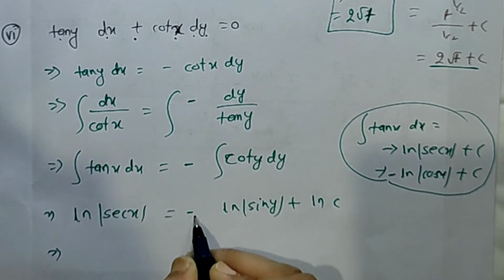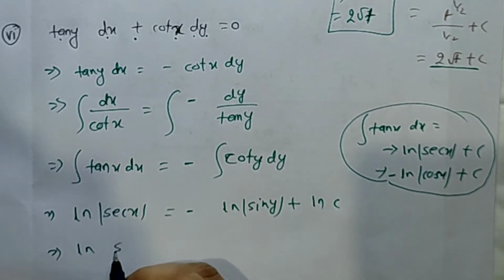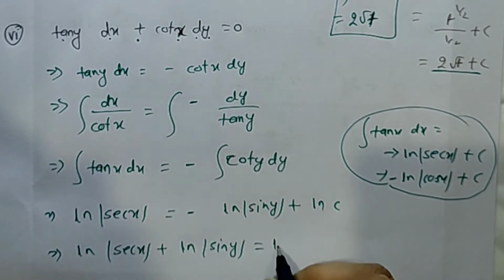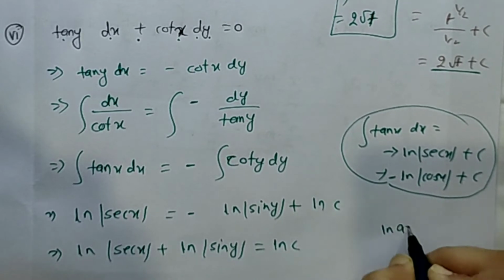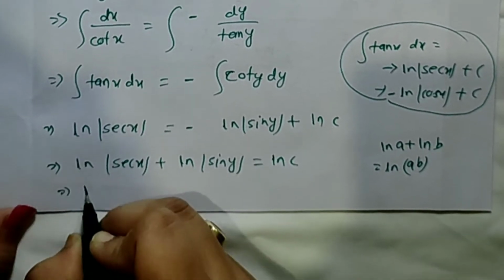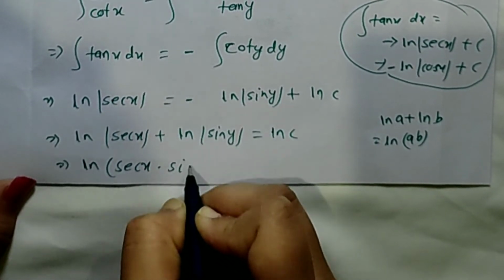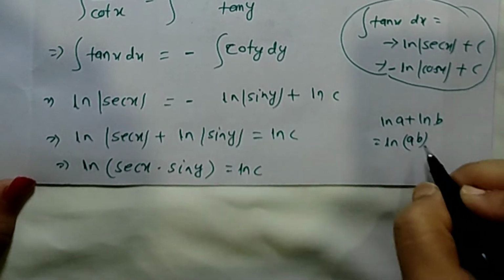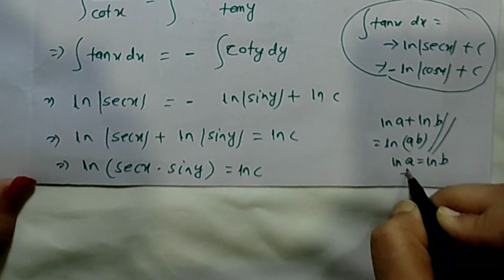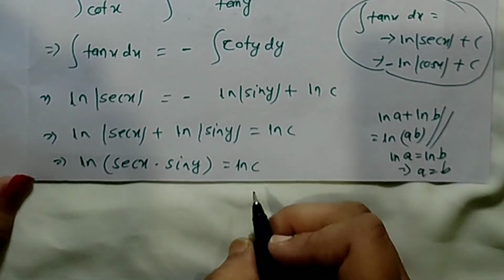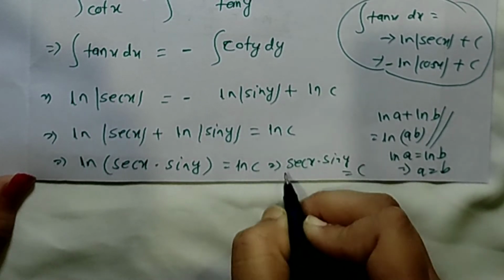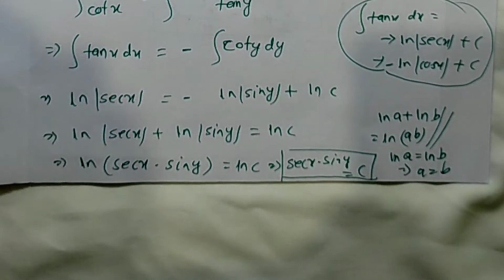This implies, this is minus, so on the left hand side it will be plus, so ln sec x plus ln sin y is equal to ln c. Now we know ln a plus ln b is ln a into b. So this is ln of sec x into sin y is equal to ln c. Now ln a is equal to ln b implies a is equal to b. So we can write sec x into sin y is equal to c. This is our general solution.